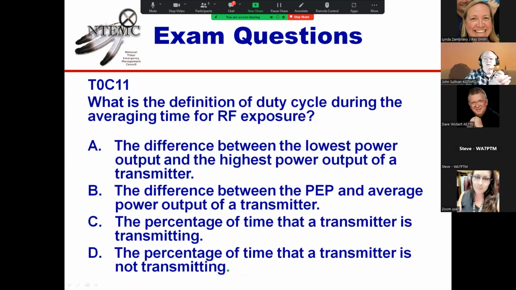What is the definition of duty cycle during the averaging time for RF exposure? Well, the last several questions, we've said this over and over. It's the percentage of time that the transmitter is transmitting, right? That's the definition of duty cycle. So that's your correct answer.